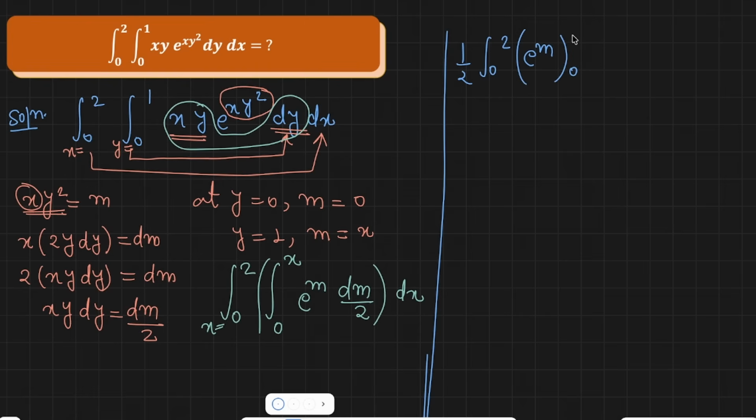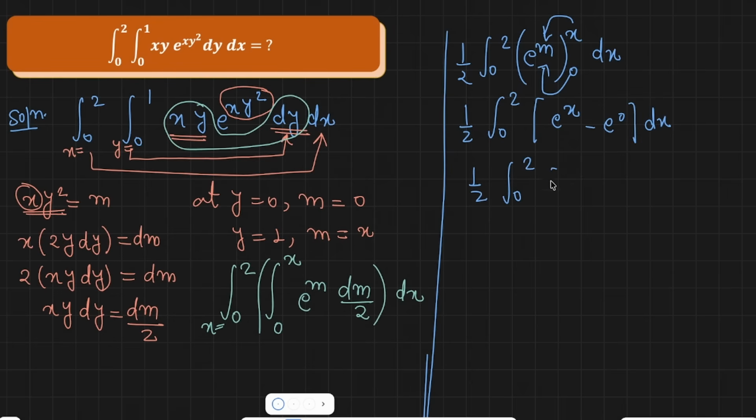Limit from 0 to x, and this is your dx. So 1 by 2. Now apply the limit, it will be e to the power x. Put the upper limit minus lower limit. Okay, so it will be 1 by 2, integral from 0 to 2 of e to the power x minus 1 dx.